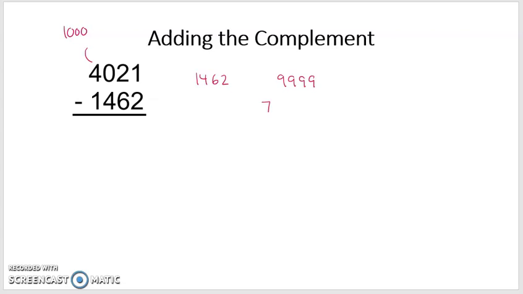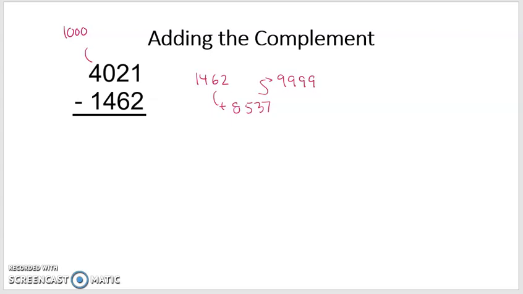From 6 to 9, for the tens, I need to get 3. From 4 to 9, I need to get 5. From 1 to 9, I need to get 8. Okay, so 8,537 is the complement of 1462 because 1462 plus 8,537 equals 9,999. So what I do is I turn this into an addition problem.